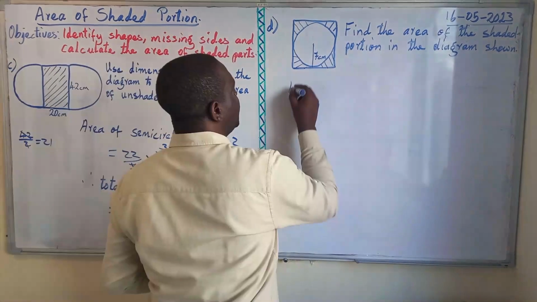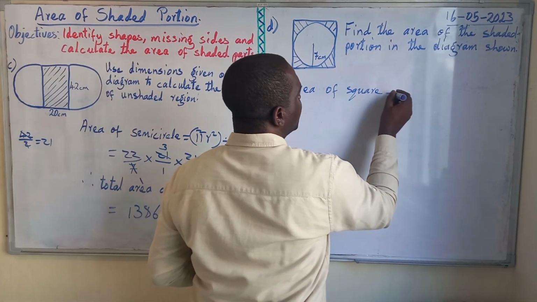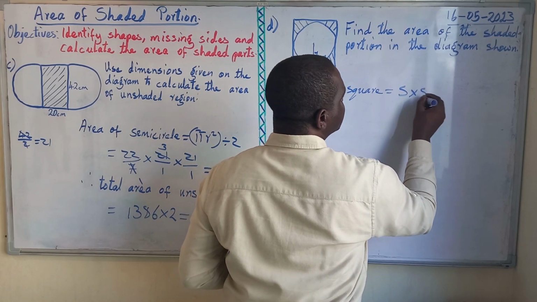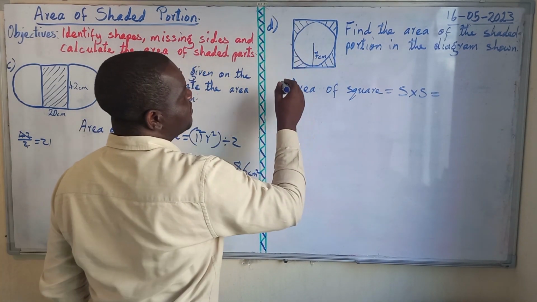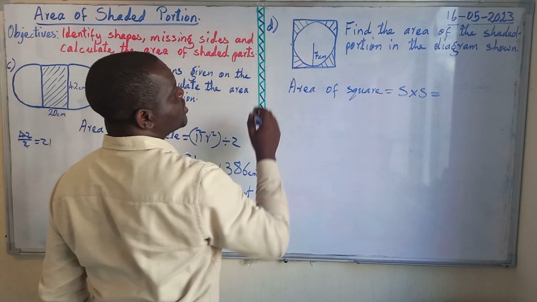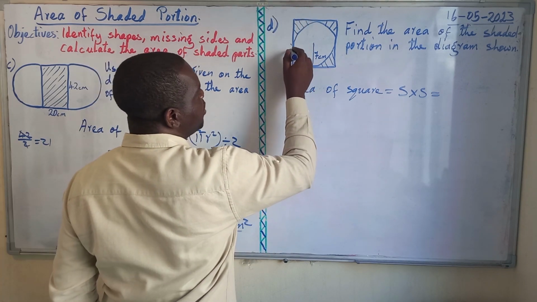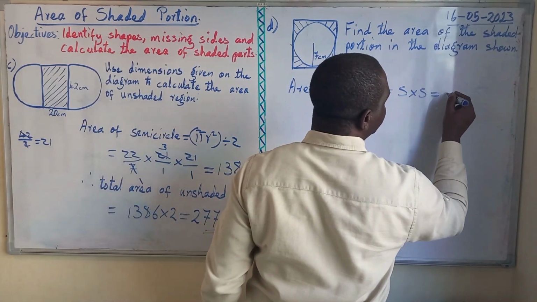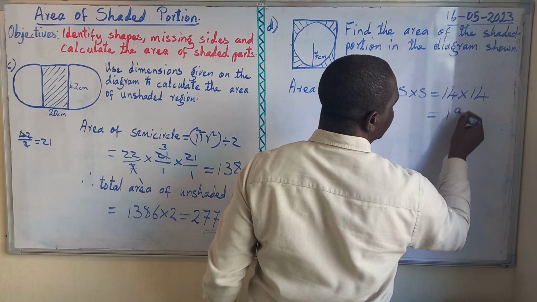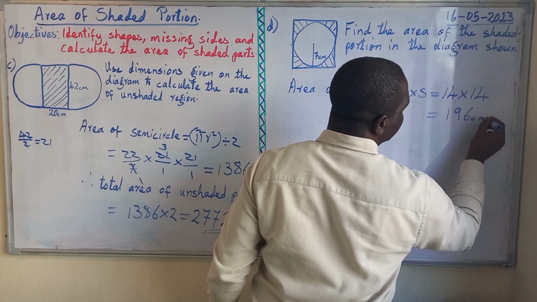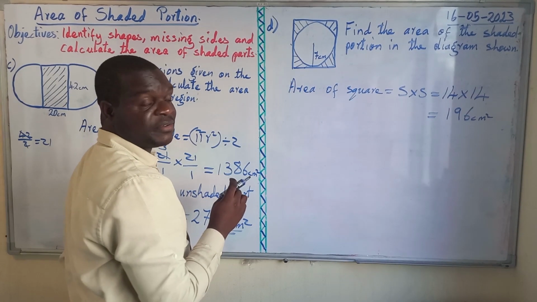So let's go. Area of square is side times side. Look at this. If from here to the middle is 7, then all across is going to be 7 plus 7. So the side will be 14 times 14, which is equal to 196 centimeters squared. Let's find the area of the circle.